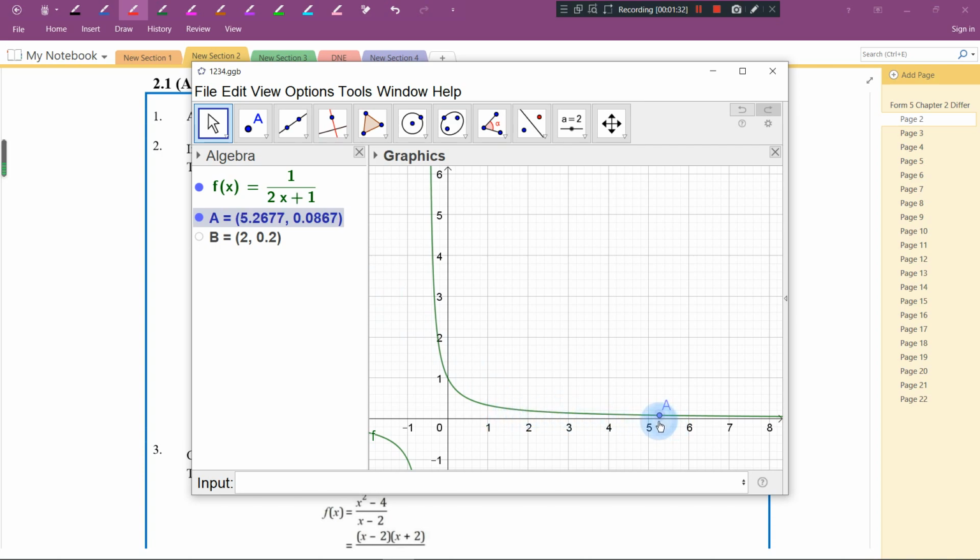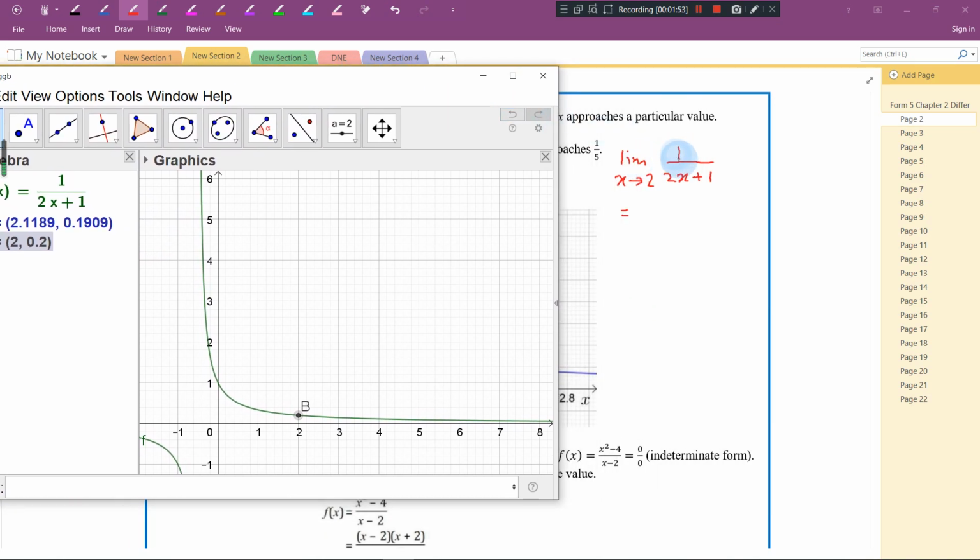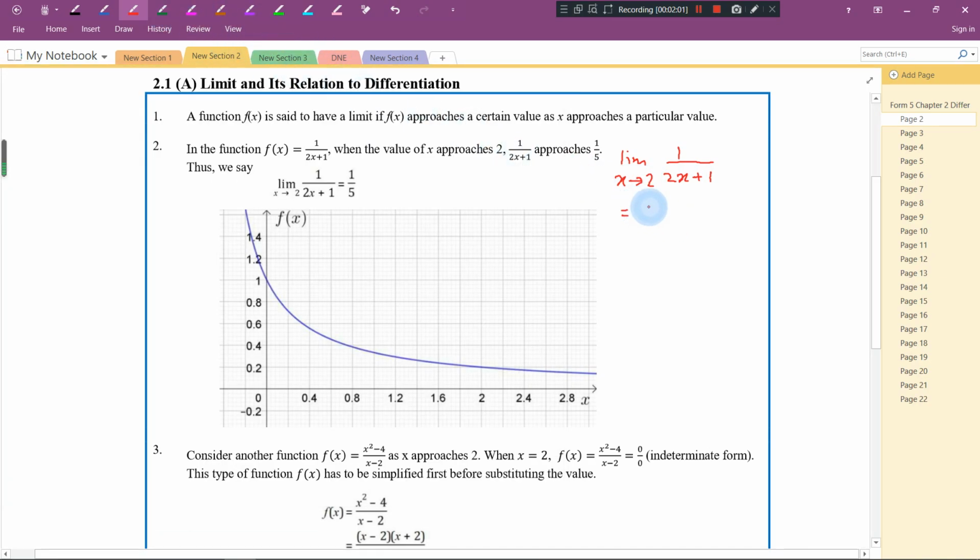So how about x approaching 2 from the right hand side? The same thing happens. This value becomes closer and closer to 0.2. Okay, so we know that the answer for the limit of this function as x approaches 2 is equal to 0.2, or 1 over 5. If you don't want to write 1 over 5, you can write 0.2, the same thing.